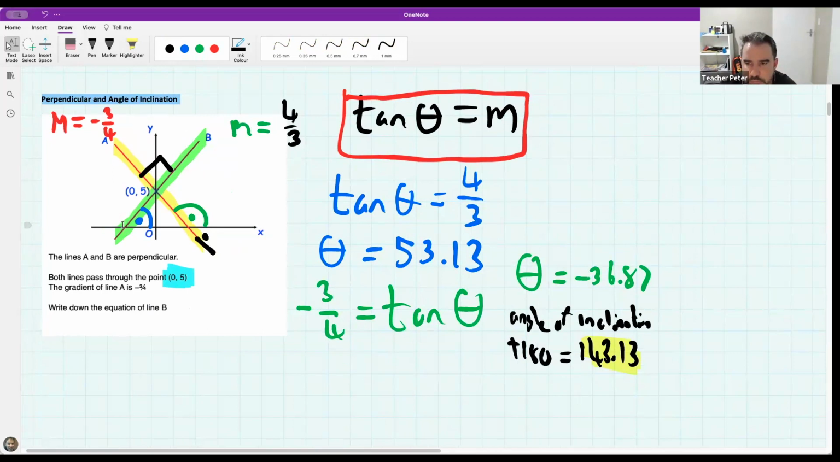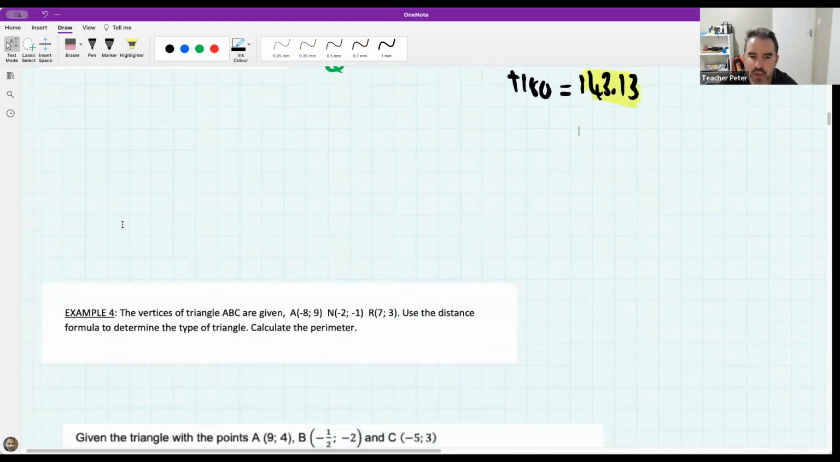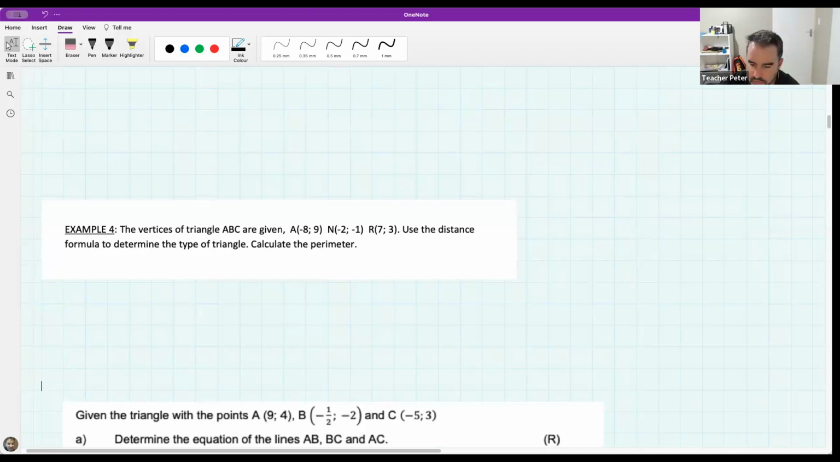Okay, the voting really helps me get a feel for what speed I need to go at in the class. Okay, well, let's start with this one over here.